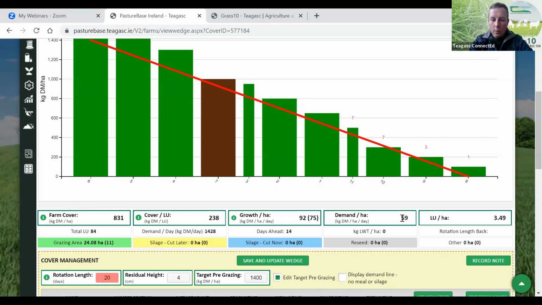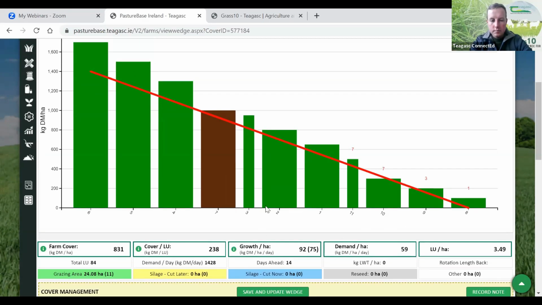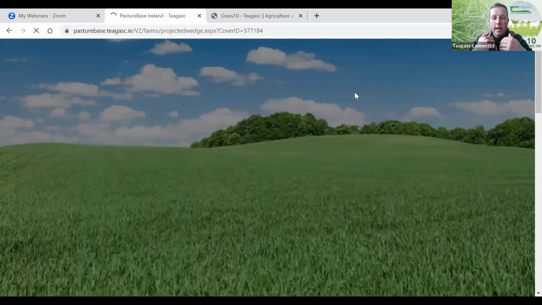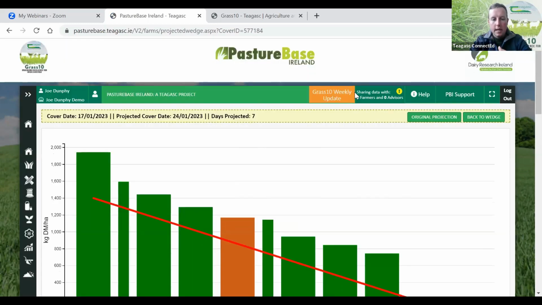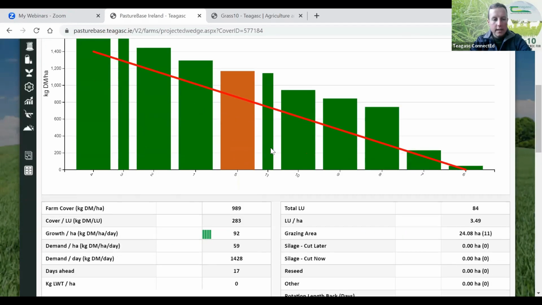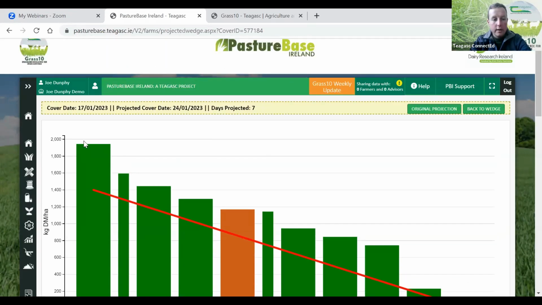Okay, so what decisions do we need to make here? Well, if we make no decision, and I just want to show you this for a second, we have a button up here. It's called the projected planner. So if we click on the projected planner, we're looking ahead on the farm: if the growth rate stays the same and we don't make any decisions, this is what the farm is going to look like, projected 7 days ahead. We can see here the highest covers are up at 2,000.